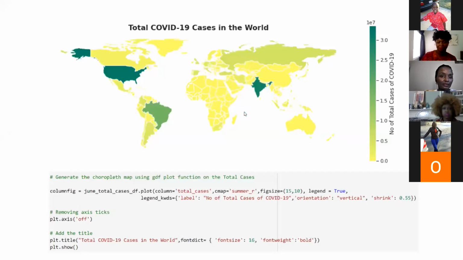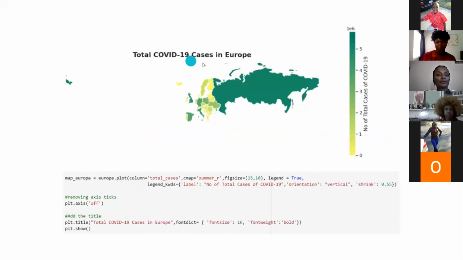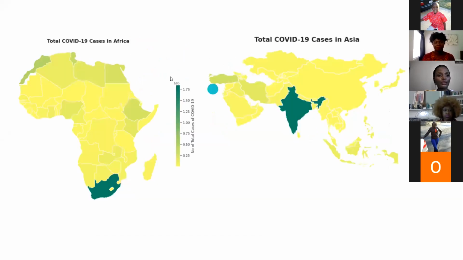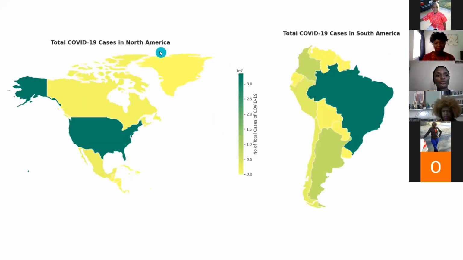This one is for total cases of COVID in the world. And we broke that down into continents so that we can have a little bit more depth. In Europe, we see Russia has the biggest number. It has more cases. We go to Africa. We see that South Africa is darker in color, meaning that they have more cases reported. And in Asia, India had more cases of COVID reported. We go to the North American continent. USA has the darkest color here, meaning that it has more cases. In South America, Brazil had more cases.